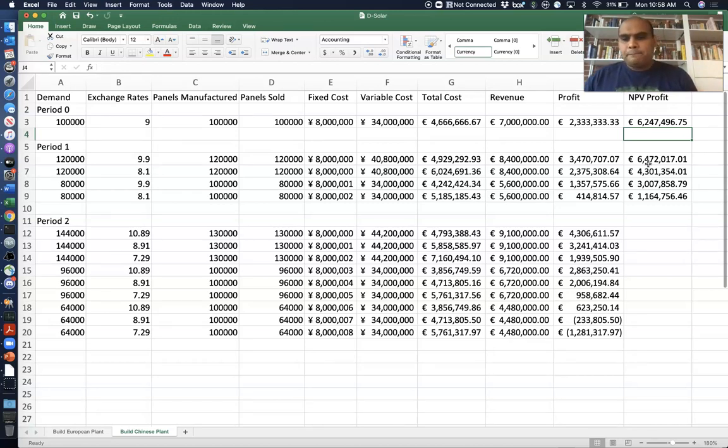Okay. All right. So this is an example of how you can use decision trees when you have demand and exchange rate uncertainties.